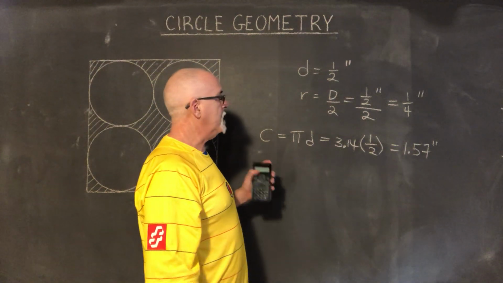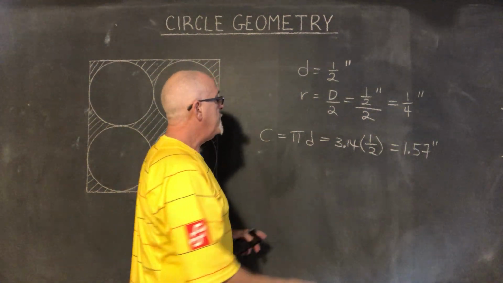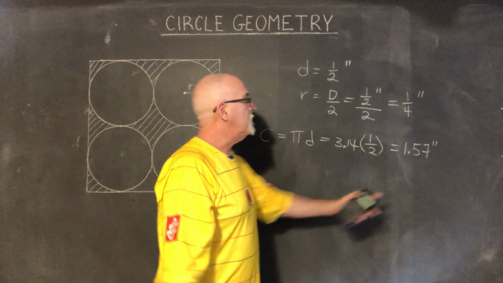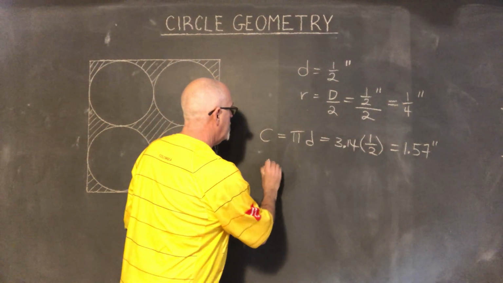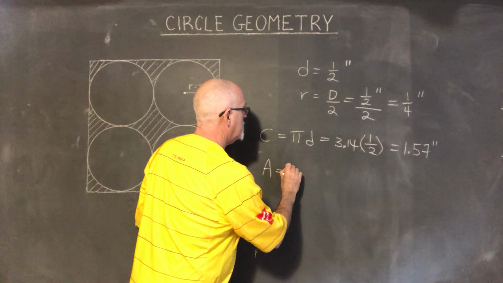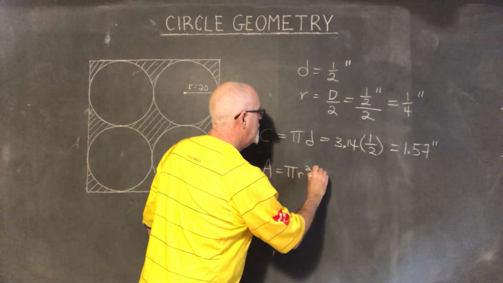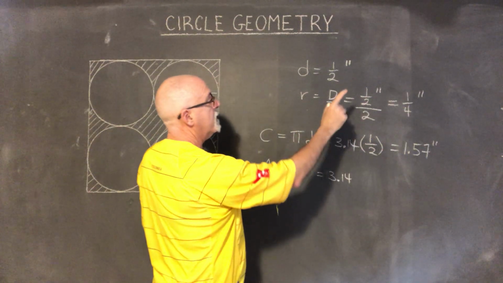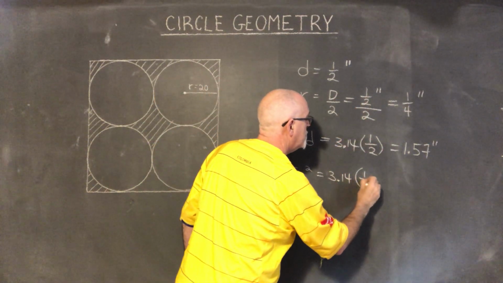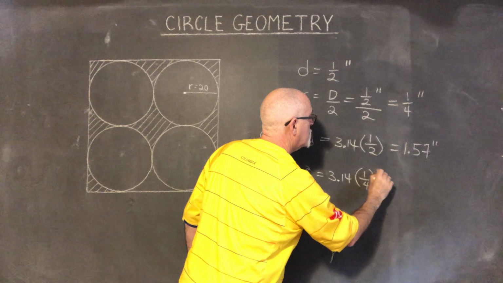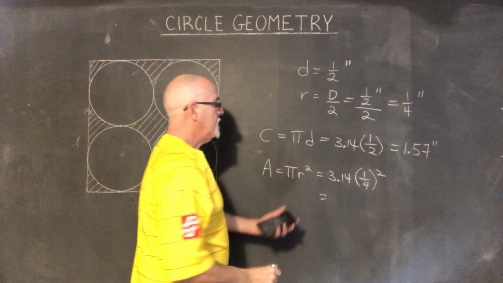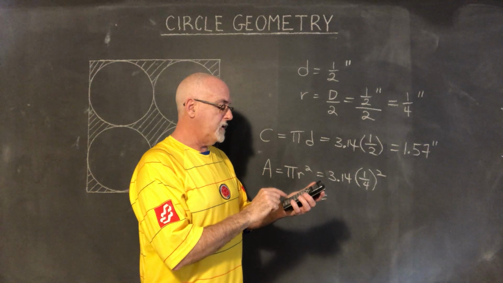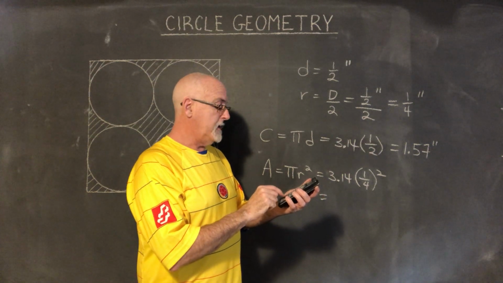Okay, so we are feeling comfortable with these formulas, and that's good. Of course, c equals 2 pi r would have given us the same answer. And now we are going to do the area. The area is pi r squared, which will be 3.14, and then the r is the 1/4 squared. Of course we have to follow the order of operations, so 1/4 squared has to be done first.